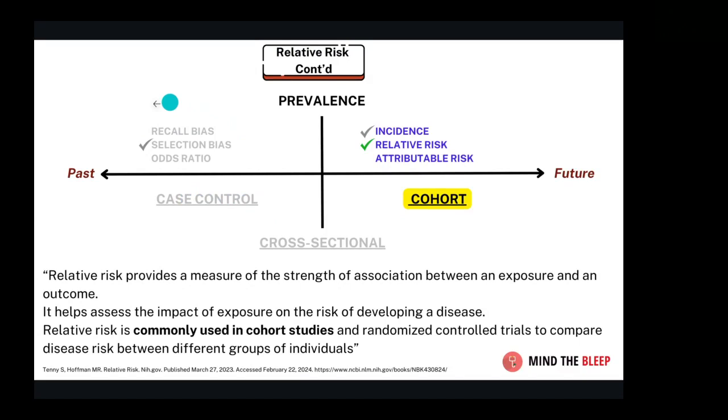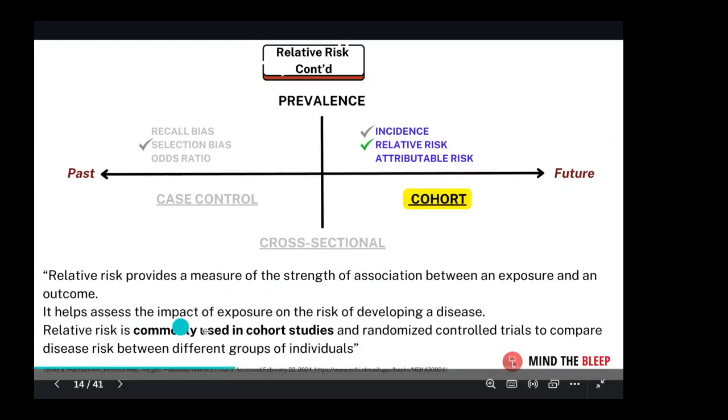So we have the case control, which are the types of studies that look for outcomes in the past, your cross-sectional, which look for studies in the meantime, and those that look for their outcomes in the future, or the cohort studies. So relative risk is a measurement that is normally used in cohort studies, okay? It provides a measure of the strength of association between an exposure and an outcome, and it helps to assess the impact of an exposure on the risk of developing a disease. It's most commonly used in cohort studies, as well as randomized control trials, to compare disease risk between different groups of individuals.